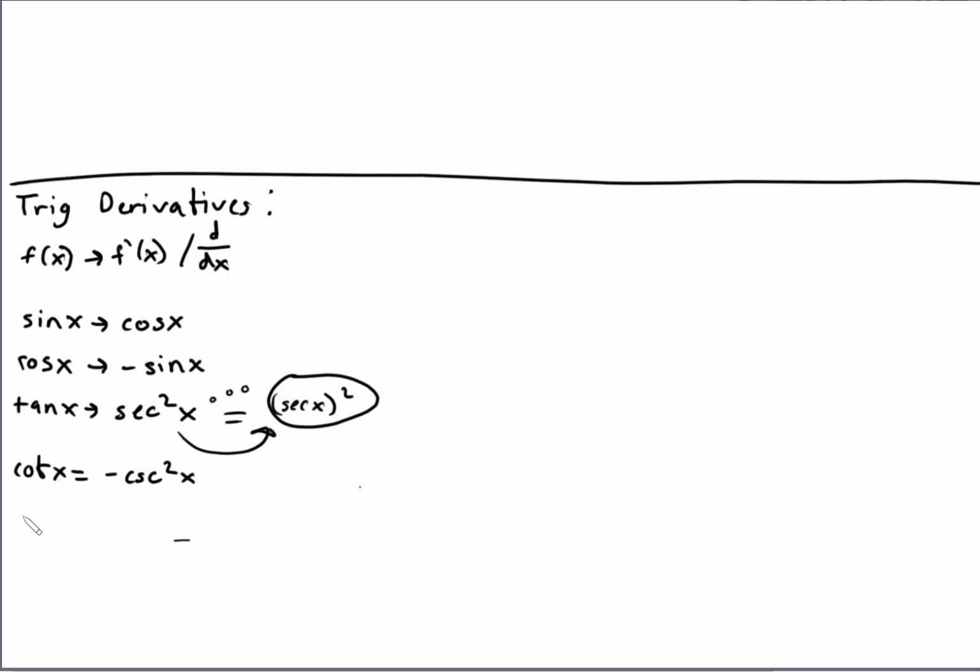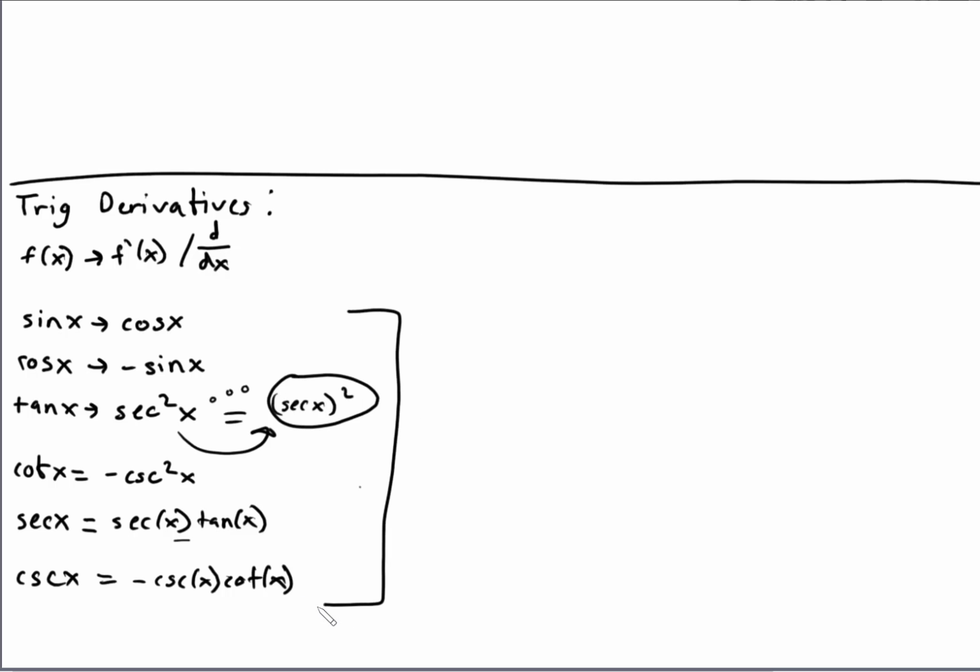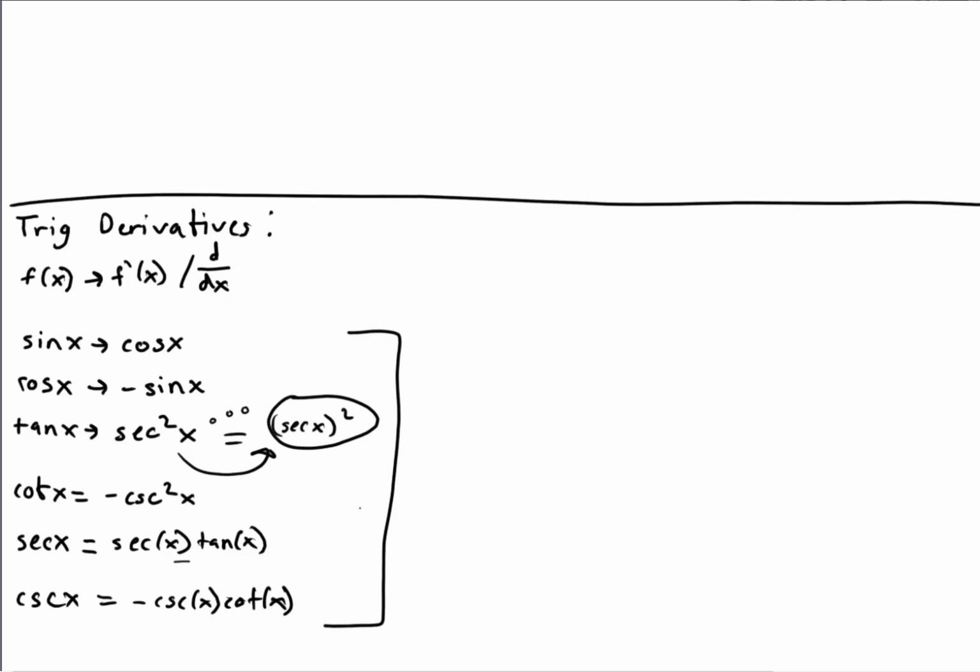Let's see, we'll have secant of x. Secant of x gets you, I believe it's secant x tangent x. So that's secant x tangent x. And then we have cosecant of x, which gets you negative cosecant of x cotangent of x. So these are your 6 really basic trig derivatives. Let's just keep these 6 derivatives in mind as we go practice some of these rules.